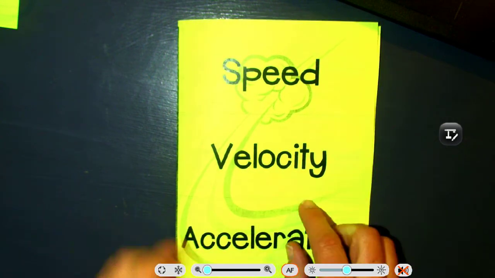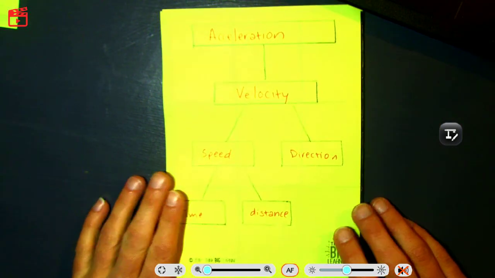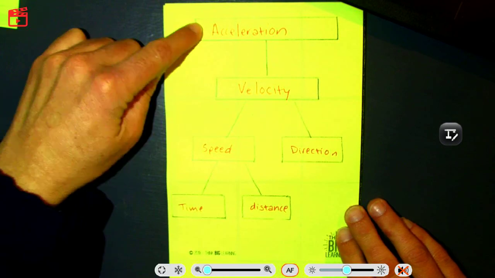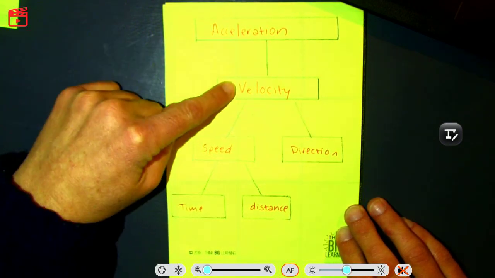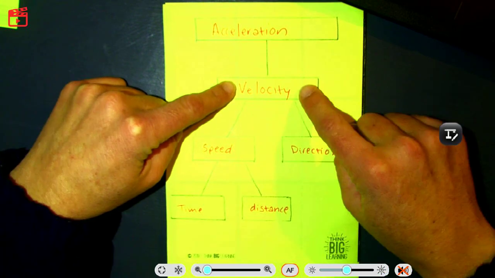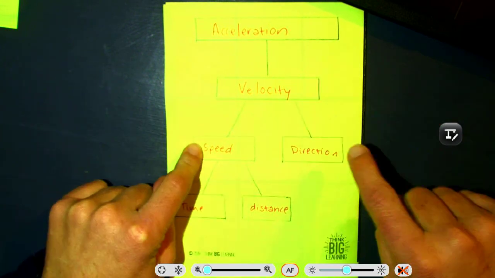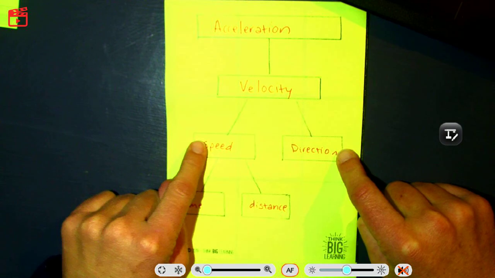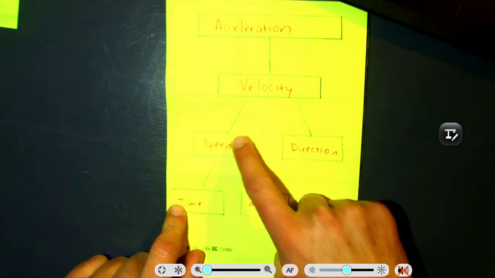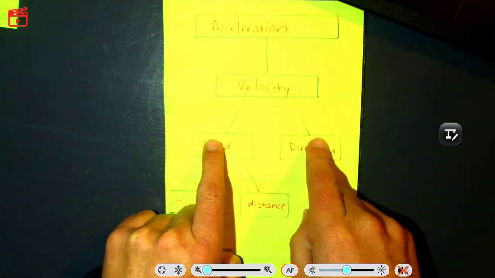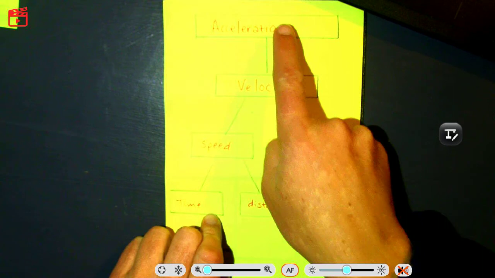All right, so if we flip it over and look at our flow chart on the back, acceleration encompasses everything, right? So it's up here at the top. Then we have velocity right under that. Okay, velocity is made up with speed and direction, and speed is made up with time and distance. So in order to find speed, I have to have time and distance. In order to find velocity, I need speed and direction. In order to find acceleration, I'm going to need a change in this or that.